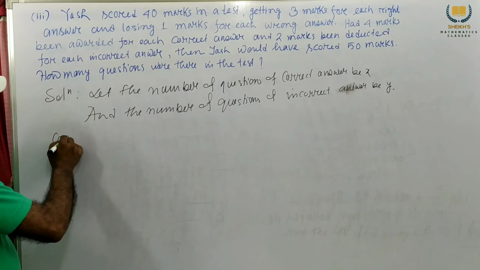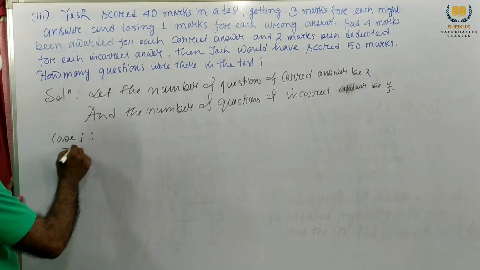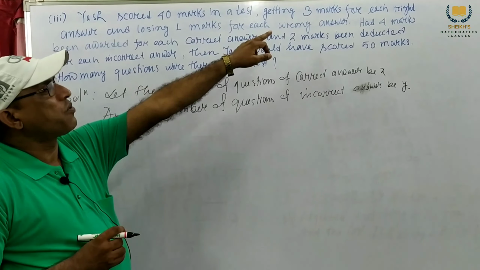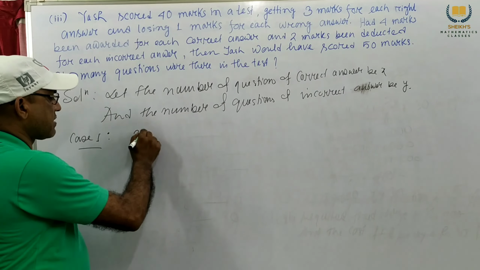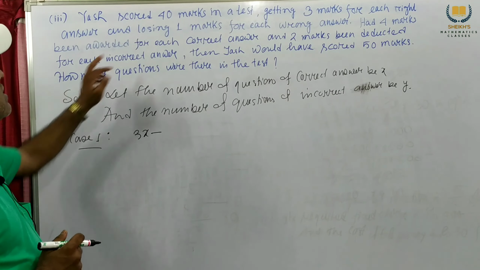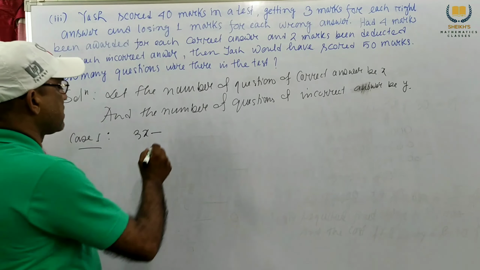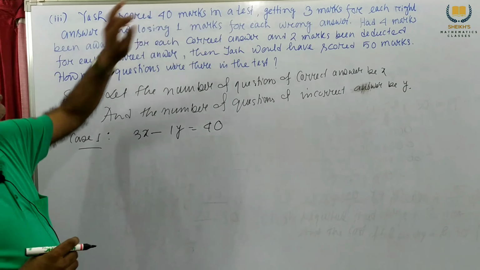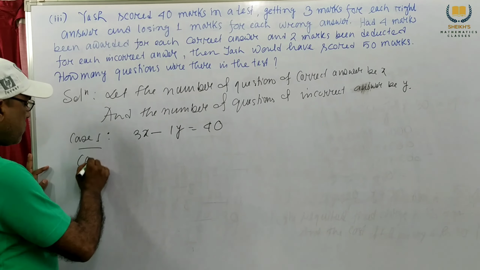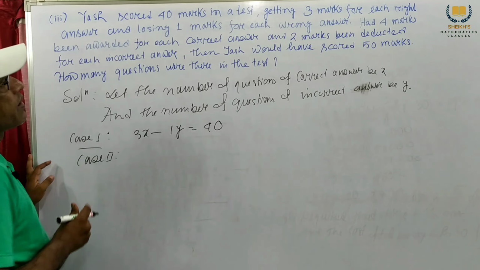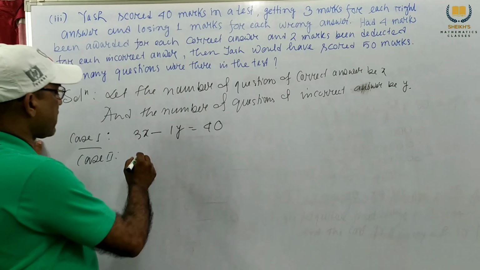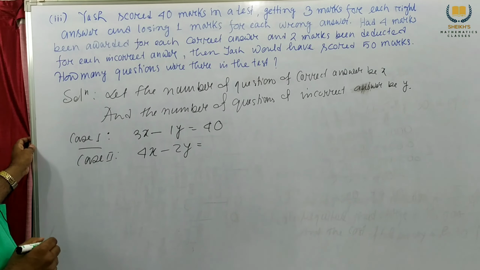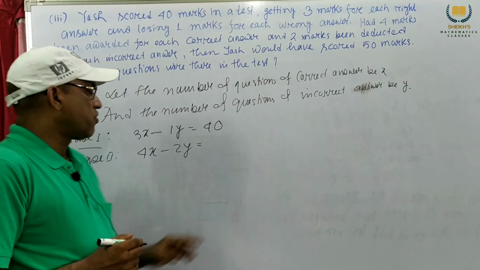Case 1. In case 1, he gets awarded 40 marks. 3 marks for a correct answer, correct is x, then 3x, and losing 1 for a wrong answer, 1y, equal to 40 marks he gets. He scores 40 marks. And case 2: given 4 marks for a correct answer and deduct 2 marks for a wrong answer, he scored 50 marks.